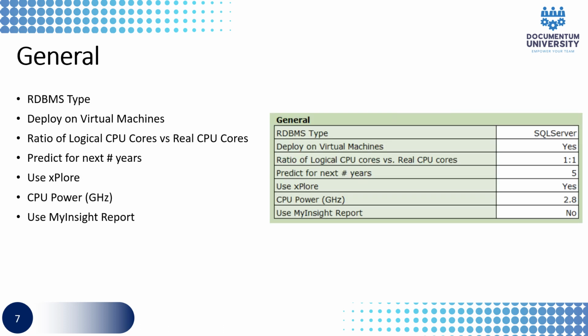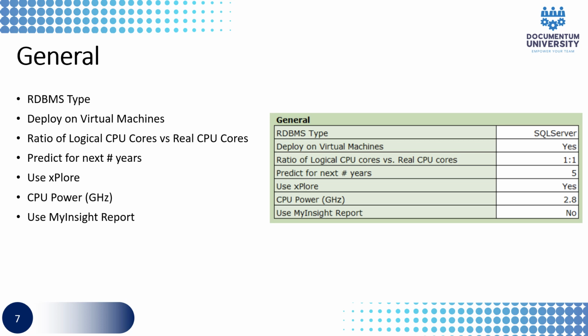General section. Let's go over each of the parameters and their meanings. RDBMS type. This parameter refers to the type of database management system that will be used by Documentum. You can choose between Oracle or SQL Server. Deploy on virtual machines. This parameter refers to whether the Documentum application will be deployed on a virtual machine or a physical machine. You can choose yes or no depending on your deployment preference.